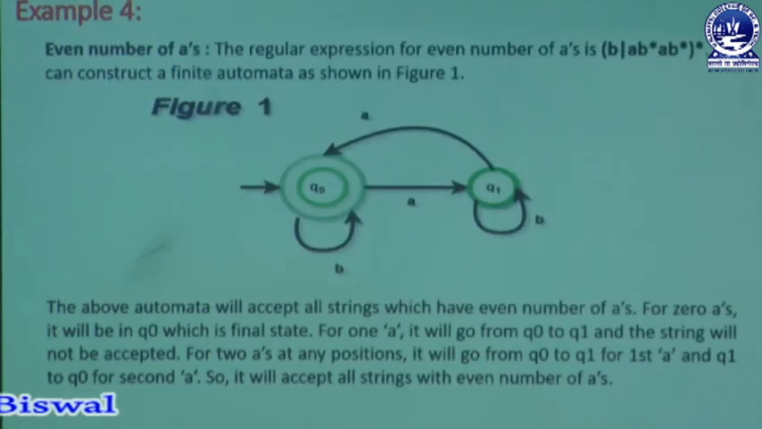So in the next example we are going to discuss here. In this general example we follow, like an even number of A's. The regular expression for an even number of A's is (B or AB*) star, where AB star uses the Kleene closure property, then the whole star. We can construct a finite automata as follows in figure 1.